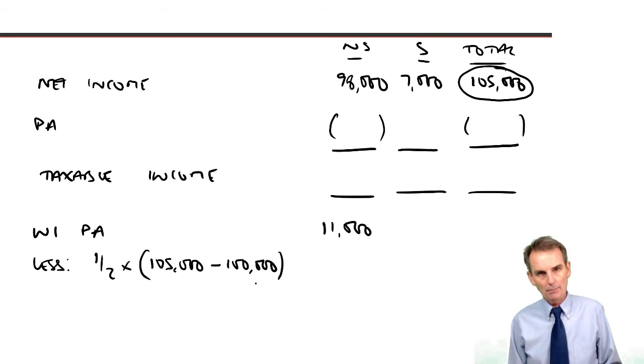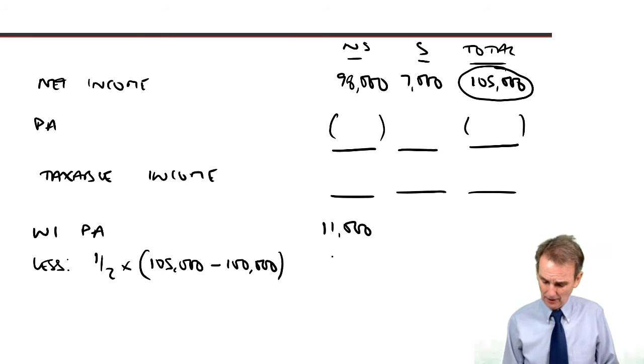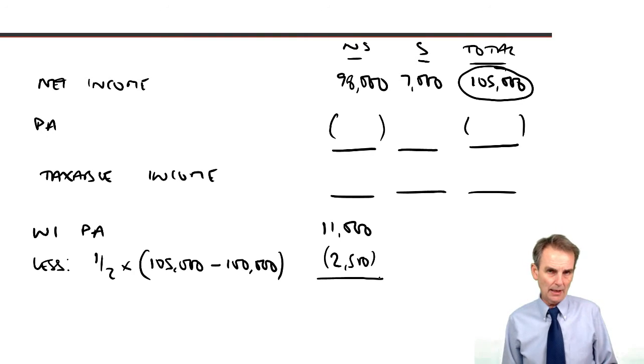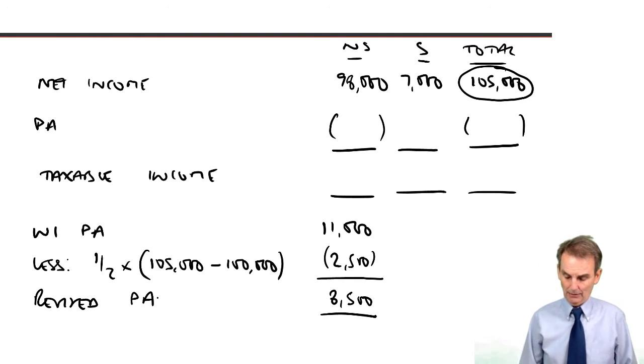So, 105 minus 100, that's £5,000. Half of 5,000 is 2,500. So the reduction in the personal allowance, given that adjusted net income exceeds £100,000, on this occasion is £2,500. That therefore reduces the personal allowance down from 11,000 by 2.5 to what? £8,500. So there we've computed your revised personal allowance.